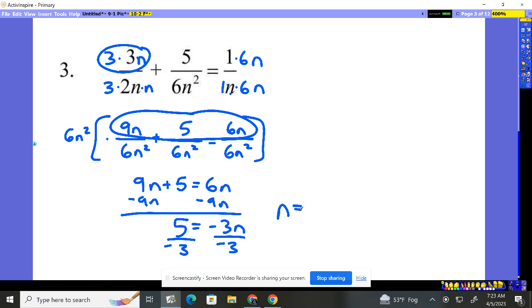n will equal negative 1 and 2/3, on your calculator, obviously, negative 1.6 repeating. And there's our answer for number 3.